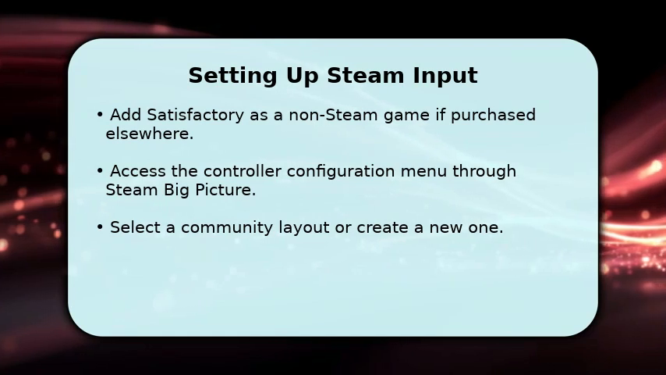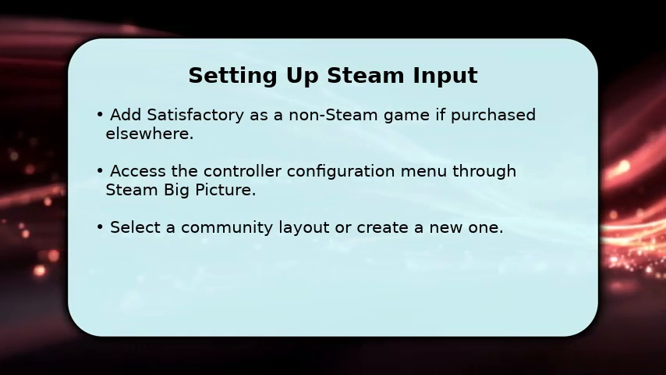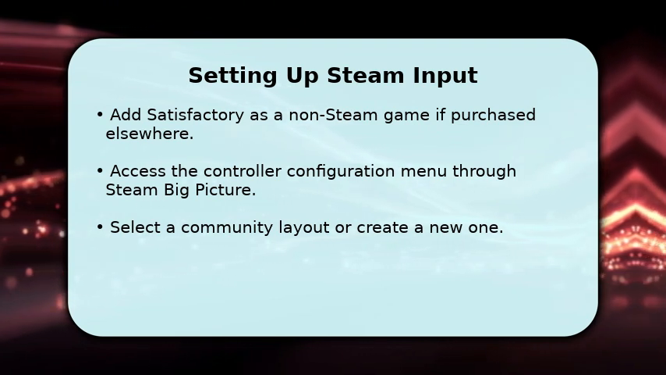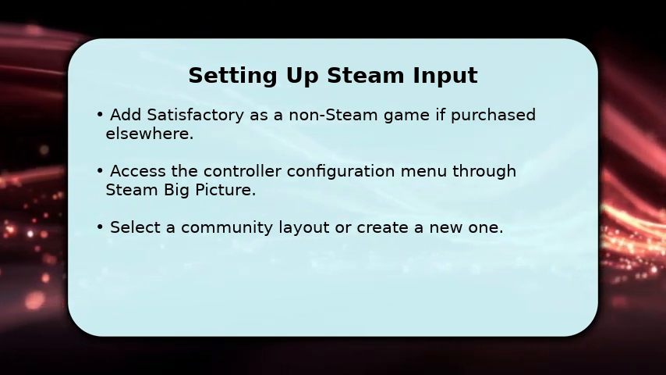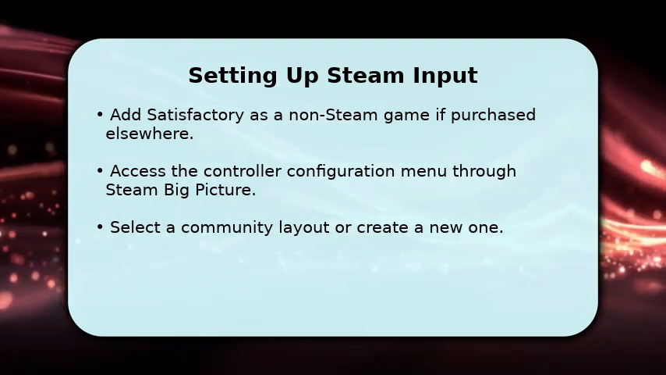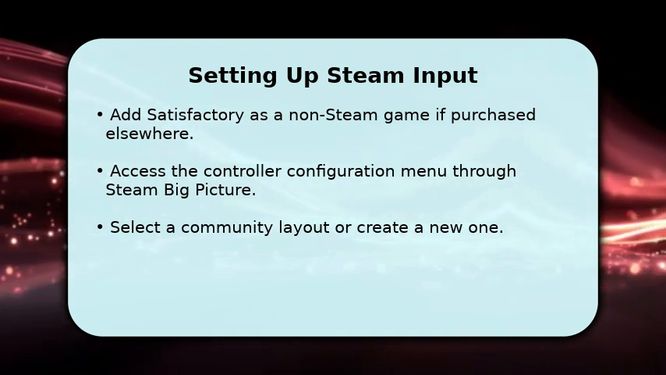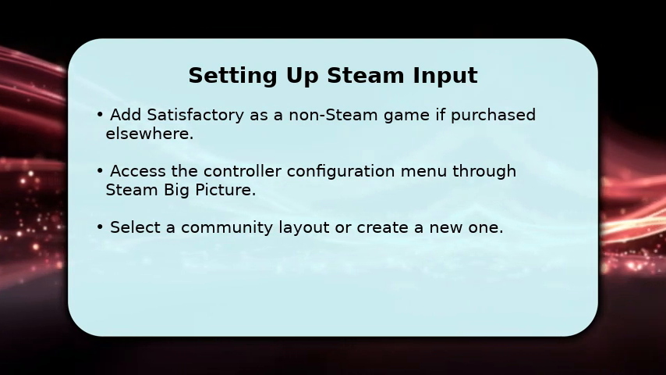To begin, if you purchase Satisfactory outside of Steam, add it as a non-Steam game to your library. Next, launch Steam in big picture mode and navigate to the game's controller configuration settings. Here, you can choose from various community-created layouts or start building your own from scratch.